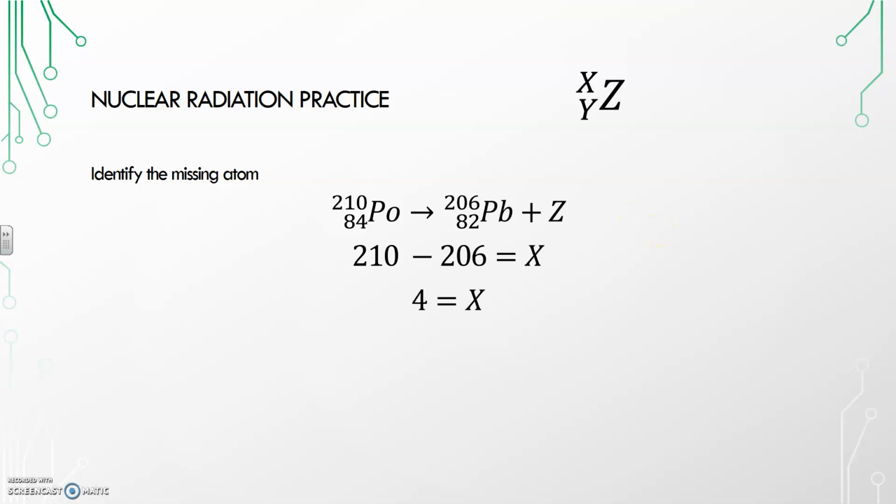And then it's 84 on the bottom here, equals 82 plus our y, and we get that y equals 2. So now it's 4 over 2. Use the bottom one, the y, our 2, to figure out what the element is, and it's helium. So this is an alpha particle, 4 over 2 He. All right, and that is it for this chapter.